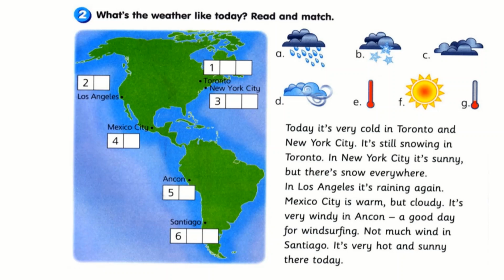Now this time, let's read the text again and fill in the blanks with the correct letters. So, today it's very cold in Toronto and New York City. Which letter shows that it is cold? The correct answer should be G. So please look at the map on the left and choose the correct answers. Where is Toronto? It is number 1. So in the first box, fill it with G. Now what's the other city? It's New York City. So you should also put a G in the first box of number 3.